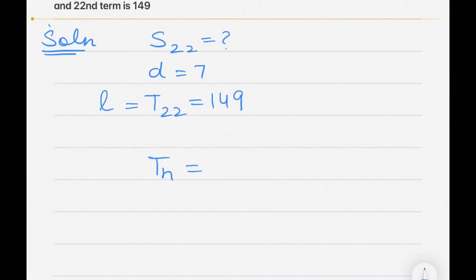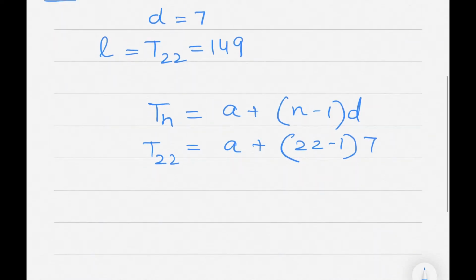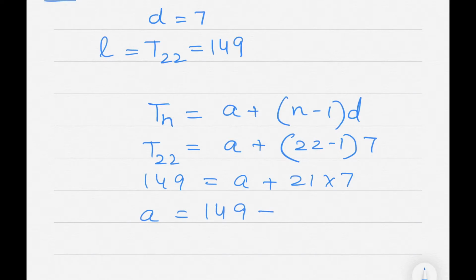So Tn or An is equal to A plus n minus 1 into D. So Tn is T22, and A I have to find out, that I don't know, and 22 minus 1, D is given as 7. So 149 is equal to A plus 21 into 7. Now my A will be equal to 149 minus 147. So my A is equal to 2.